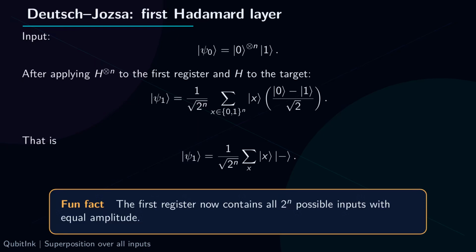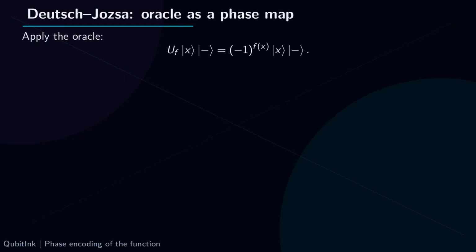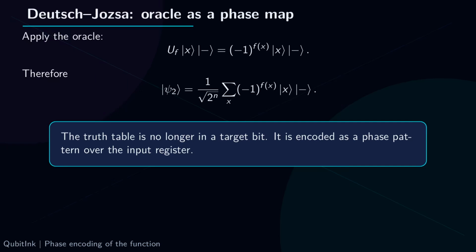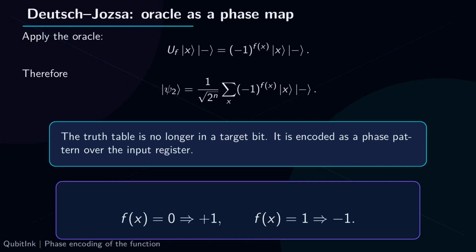The oracle now acts on the state ket x ket minus. By phase kickback, U sub f acting on ket x ket minus equals -1 to the power f of x, ket minus. Therefore, after one oracle call, ket psi sub 2 equals 1 over square root of 2 to the n, sum over x of -1 to the power f of x, ket x ket minus. The truth value is no longer written into a target bit. It is encoded as a phase pattern over the input register. If f of x equals 0, the branch receives sign +1. If f of x equals 1, the branch receives sign -1. The next Hadamard layer will make this phase pattern interfere.